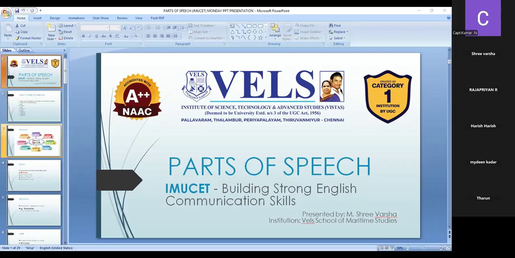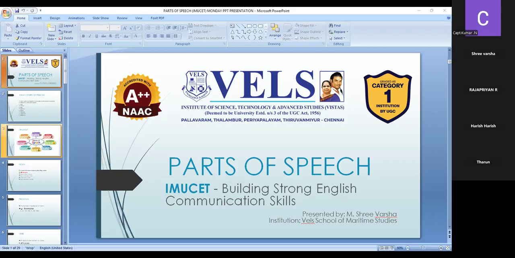Now let me show the importance of parts of speech. Okay, so I hope you all can see the slide. Why are parts of speech important? These are the four important points. First, helps us form correct sentences. Second point, improve speaking and writing skills. Third, makes communication clear and effective. And the fourth point is helps in understanding grammar easily. So these are the 4 main points about the parts of speech.